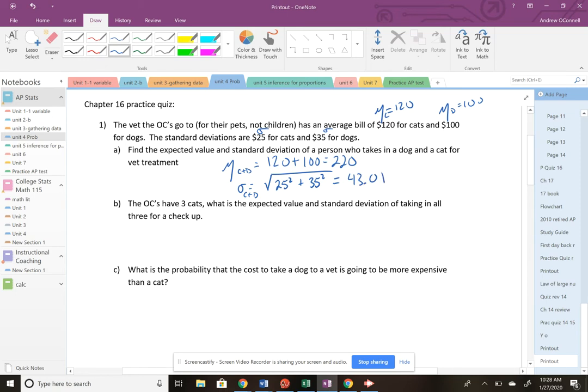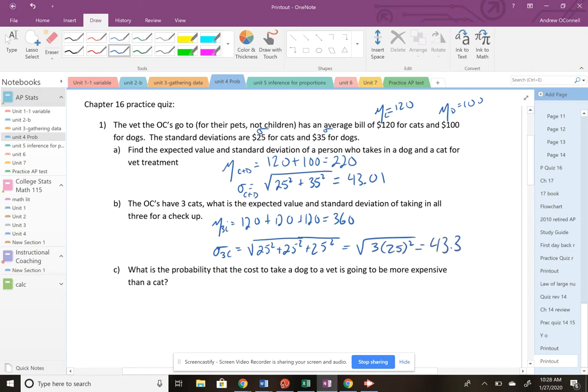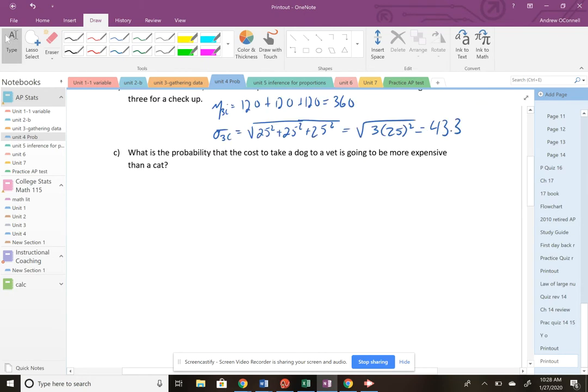The OCs have 3 cats. What is the expected value and standard deviation of taking in all 3 for a checkup? 120 for the first cat, 120 for the second, 120 for the third, or 360. Standard deviation for the 3 cats would be the square root of 25 squared plus 25 squared plus 25 squared. Yes, you can rewrite that as 3 times 25 squared. That should be about 43.3.